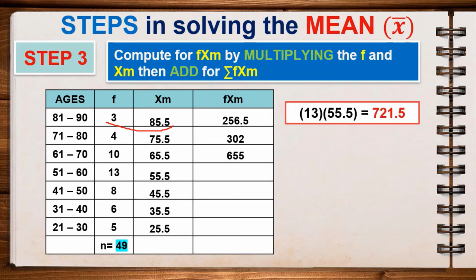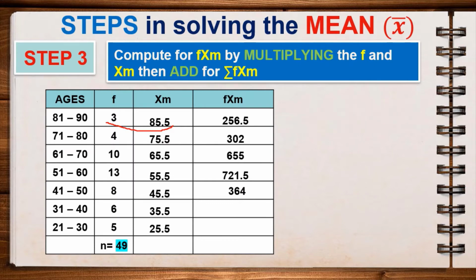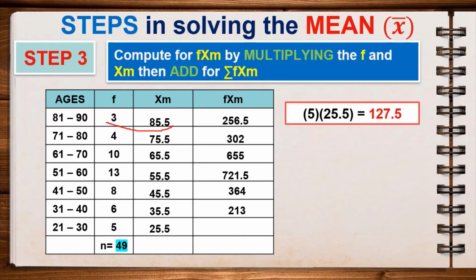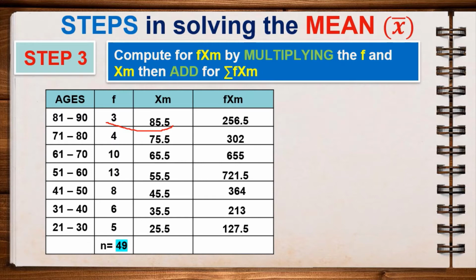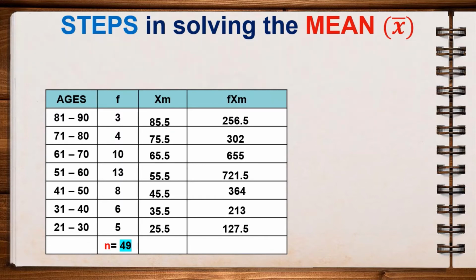And the next is 13 times 55.5, that is 721.5. The next is 8 times 45.5, that is 364. The next 6 times 35.5, that is 213. And 5 times 25.5, that is 127.5. So buo na po natin siya. Next step.